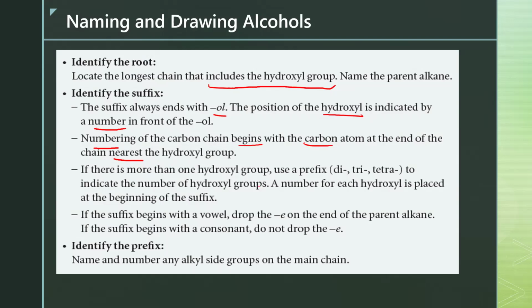Now, if there's more than one hydroxyl group, because that is actually possible, you could have more than one OH stemming off of this, you need to use a prefix like di, tri, or tetra to indicate the number of hydroxyl groups. So if there's three OHs branching off of this thing, you have to call it triol at the very end. Triol at the end, right? A number for each hydroxyl is placed at the beginning of the suffix. So let's say it was at positions 3, 4, and 5, because there's three of them here. You'd have to say 3,4,5-triol, right?